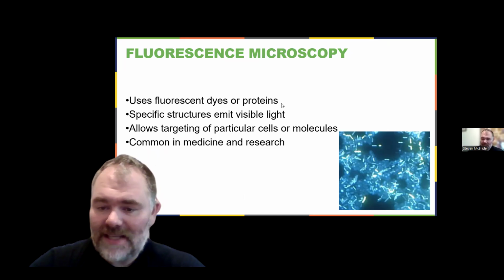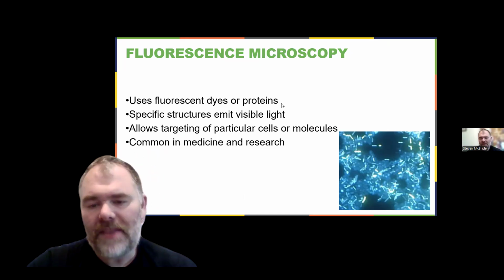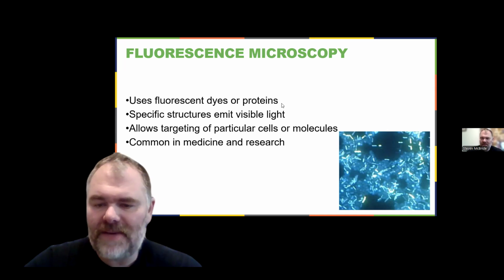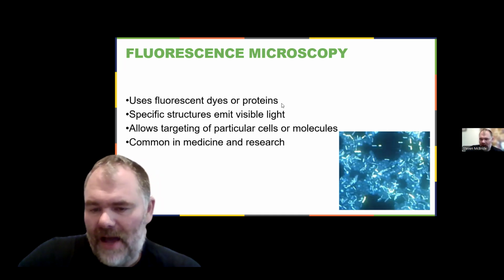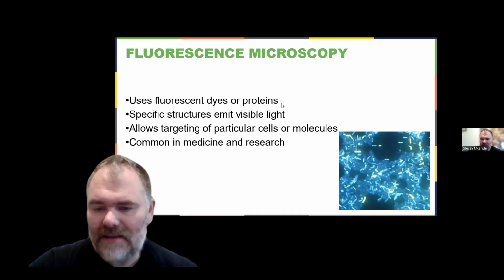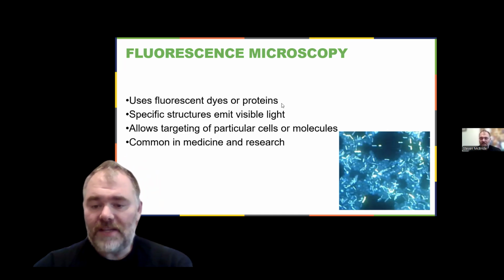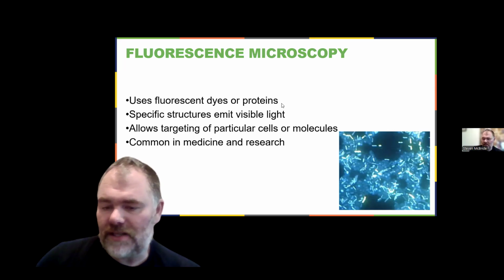Fluorescence microscopy uses fluorescent dyes or proteins that absorb energy and then emit visible light. These fluorescent markers can bind to specific cells, molecules, or cellular structures. When the sample is illuminated with high energy light, the fluorescent markers glow, allowing scientists to selectively visualize particular targets. This makes fluorescence microscopy incredibly useful for identifying specific organisms or molecules within complex samples.